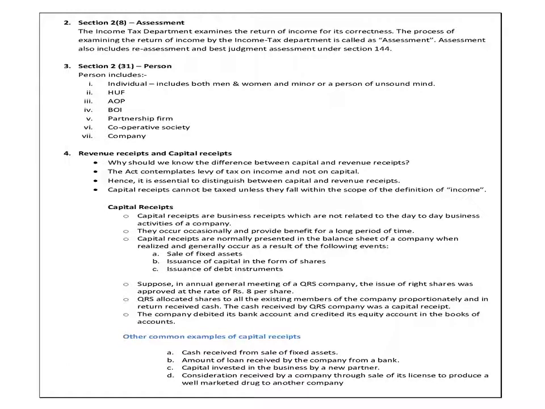Section 2.8 talks about assessment. What is the meaning of assessment? It is the process of examining the return of income by the income tax department, the process of examining the income tax return.